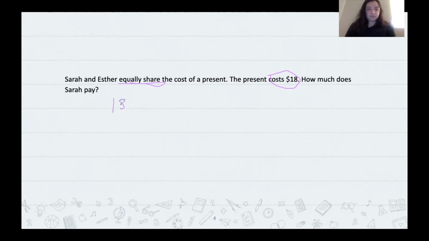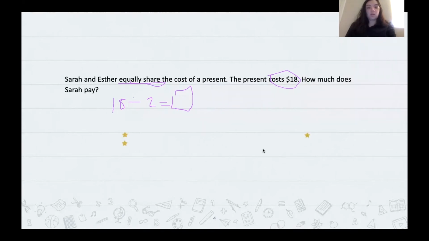18 divided by 2 equals what? We have $18, and we're splitting it in half evenly, between 2 people. So how much is each person going to pay? That's what we're trying to figure out. For this one, I'm also going to use the fair share method, just because I think it works out. I'm going to put these in 2 piles until I hit 18.